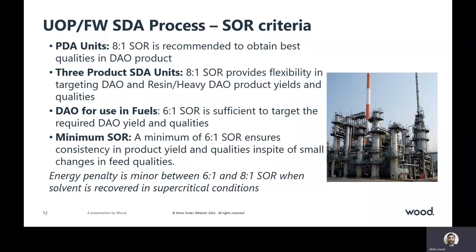Now, what is the solvent-to-oil ratio and how is it chosen? For propane or lube oil applications, we use 8:1. For a 3-product SDA unit, we again use 8:1 to separate an extra product as well as target the required yield and qualities. If DAO is used in fuels such as FCC, hydrocracker, and so on, we use a 6:1 solvent to oil ratio. The minimum solvent to oil ratio we recommend is 6:1 to ensure consistency in the product yields and qualities in spite of small changes in the feed. I will explain the rationale more clearly in the following slides.